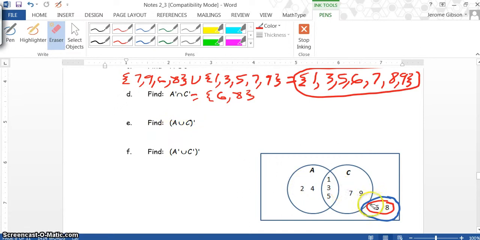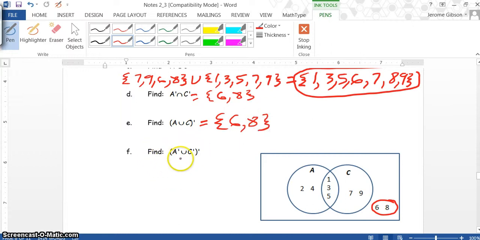Let me erase these real quick. Now, we have A union C. If you notice, A union C would be all of these numbers here. But this is the complement. The complement is all of the numbers that are not contained in A or C, which is 6, 8. So our final answer here is 6, 8.